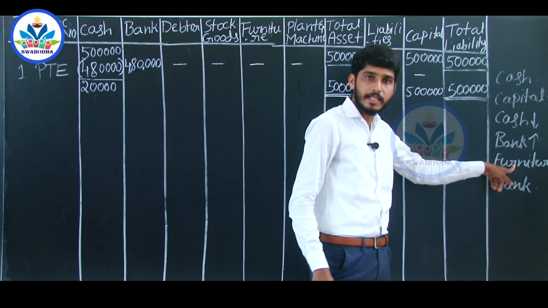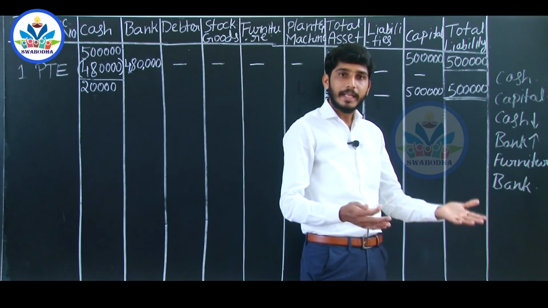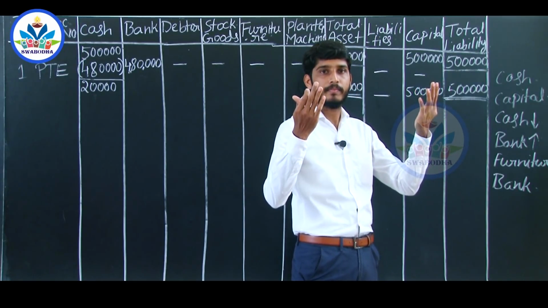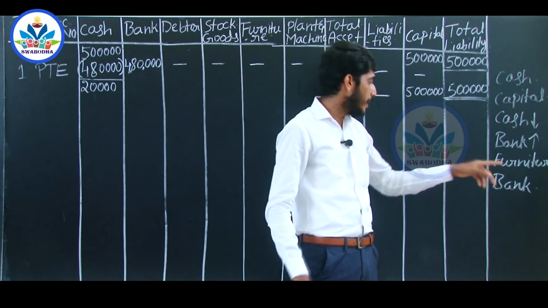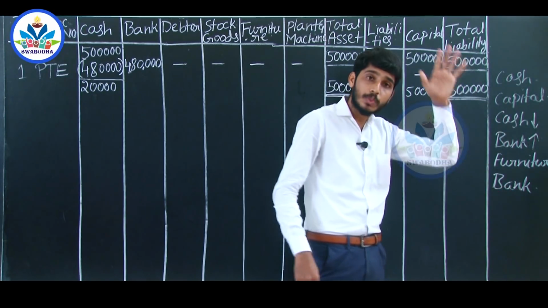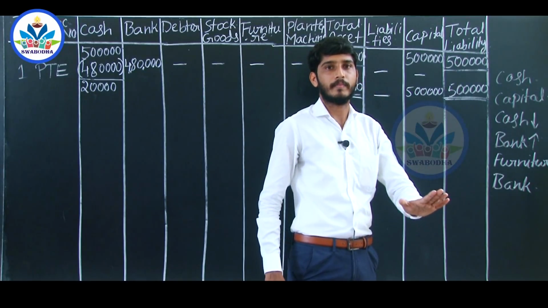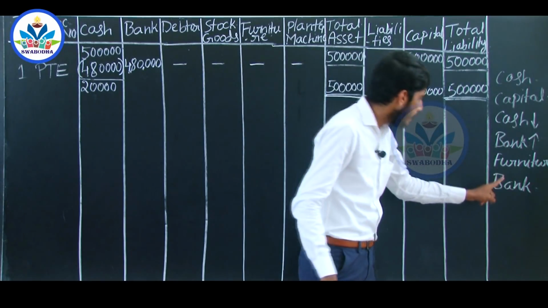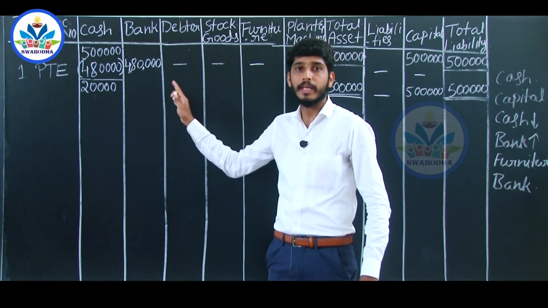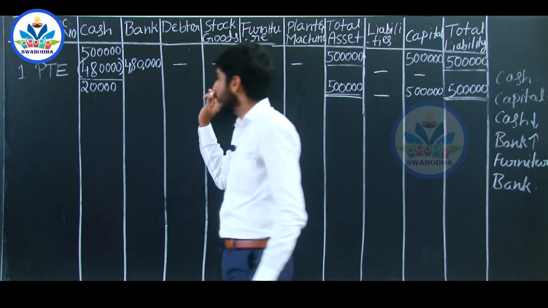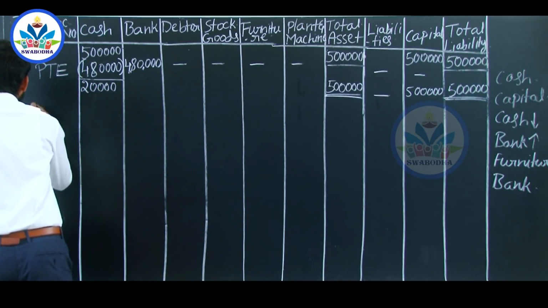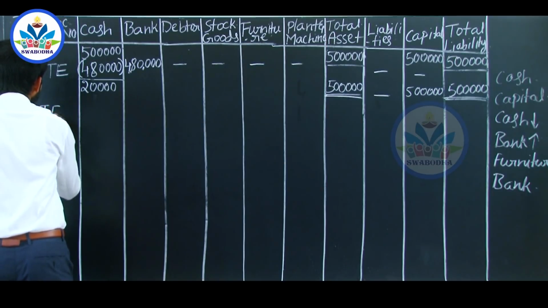You are buying furniture, that means to that extent furniture value increases, the asset value increases. On the other hand, you are making the payment out of your bank balance, to that extent bank balance will come down or reduce. So, after taking into account this particular transaction, what is the accounting equation? Second transaction, post transaction equation.